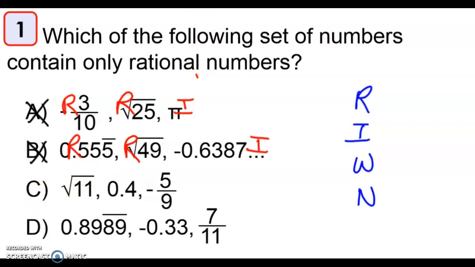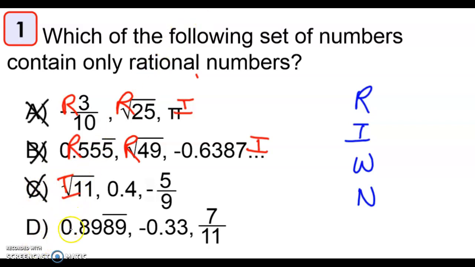In answer choice C, we have the square root of 11. The square root of 11 is not a natural number. If you plug it into decimals, you're going to get some crazy number. This is actually irrational. Answer choice C is not your answer.